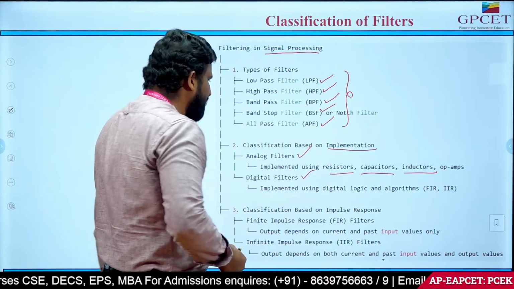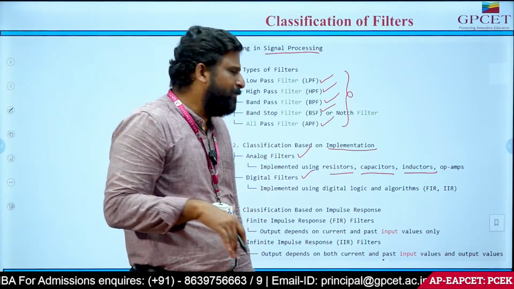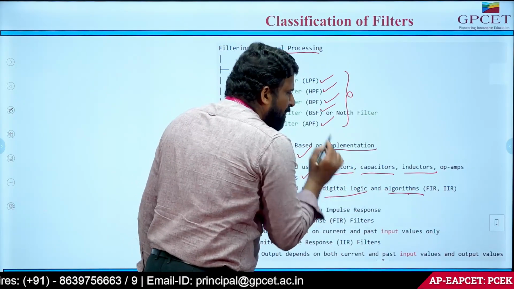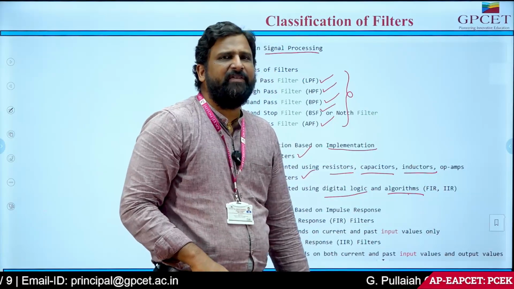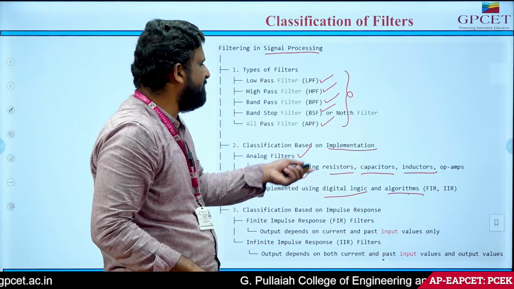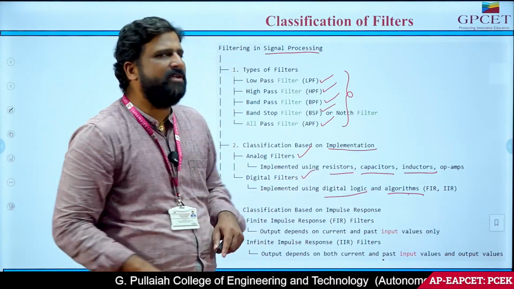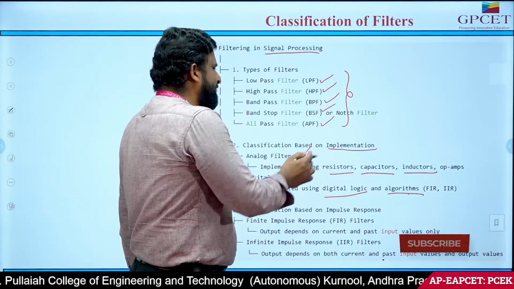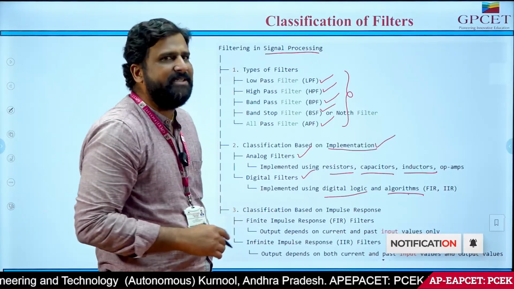Now the second one, digital filters. These are filters implemented with the help of digital logic and algorithms. For example, FIR and IIR filters. So implementing that particular filter with the help of digital logic and algorithms, that type of filter is said to be a digital filter. So the second classification is based on the implementation: two types, one is analog and the second one is digital filters.